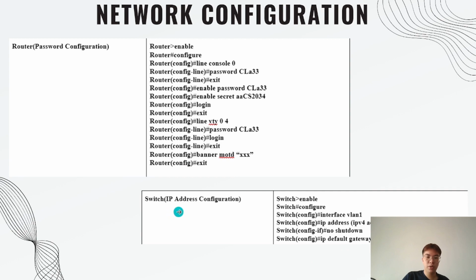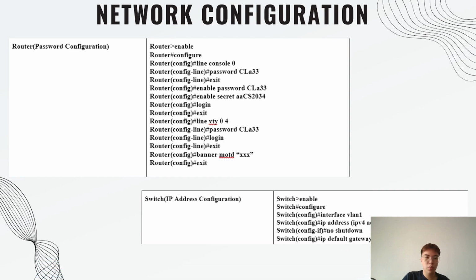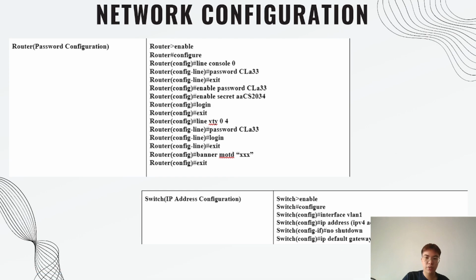The IP address configuration is also the same, and the difference is the interface. We can put VLAN 1 or another port. We need to put the IP address that we calculated and the subnet must be calculated. The next step is no shutdown, and we put the IP default gateway, which is based on your calculation. We need to do this in the command line interface, so let me show you in Cisco Packet Tracer.